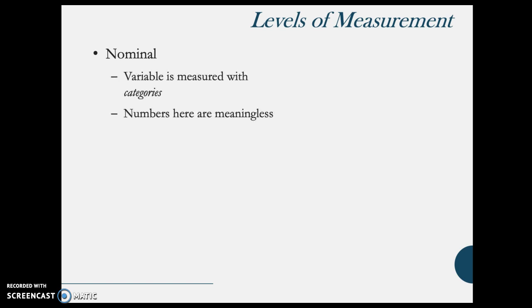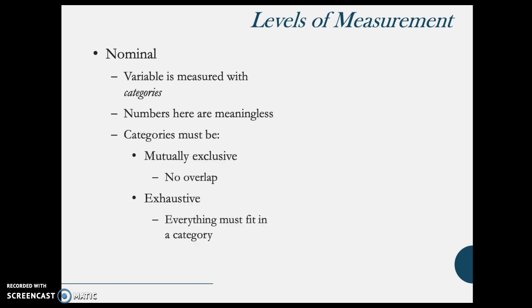It's a variable that is measured with categories. Numbers are assigned here, but they are meaningless. And all those categories should be mutually exclusive. There should be no overlapping between the two categories. And all the options should be there. It should be exhaustive. Everything must fit in one category. It's the weakest form of measurement.